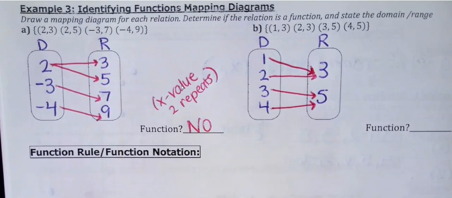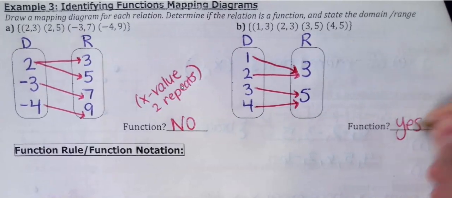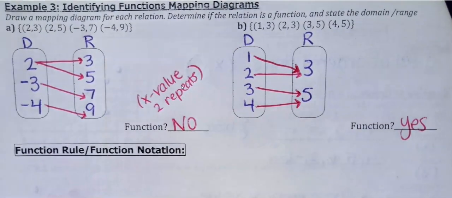Okay, now this is kind of tricky. Would this be a function? It's totally fine for the y values to repeat. It just can't be the x values. So this would be a function. As long as there's just one arrow coming out of each domain value, we're good. If you got 2 arrows or 3 arrows coming out of the same domain value, that's a problem. The range can repeat all at once. The domains just have to be different.